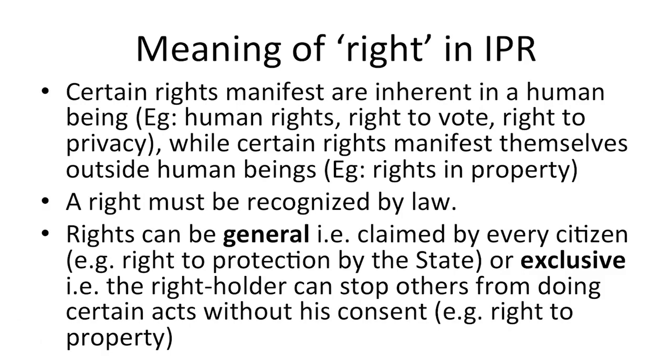Rights may express themselves inherently in a human being, like what we say about human rights, your right to vote, your right to privacy. These are things which are inherent in a human being. There are also rights that manifest in things beyond the human being, for example, property. So we have a set of rights that manifest in the human being because of his character of being a human being, those which we call inherent rights.